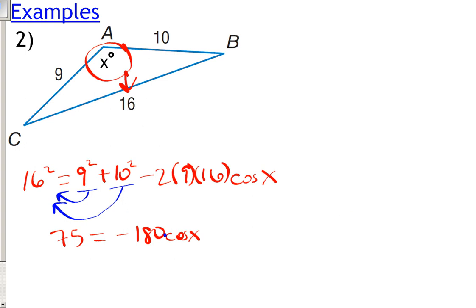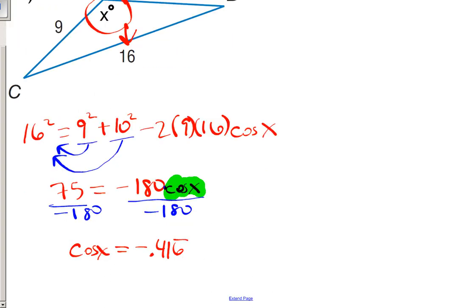Now don't forget your variable is cosine x. Your variable is not just x, your variable is cosine x. So we need to get cosine x by itself. So divide by negative 180, divide by negative 180, and you get cosine x equals negative 0.416, and the 6 repeats.